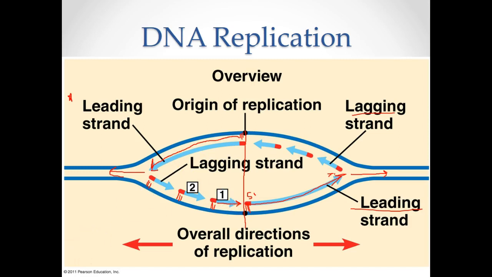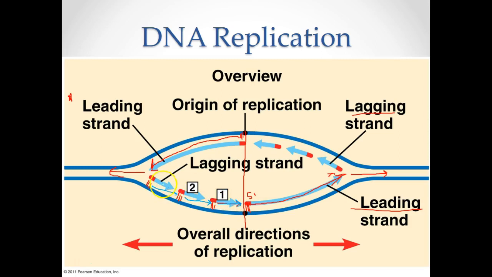Okay, if I change colors, it might make it a little easier to see. Come in here with blue. So RNA primase comes in, lays the primers, and then DNA polymerase III comes in and lays the DNA nucleotides. And then it skips ahead, lays DNA nucleotides between the primers. Okay, what are these fragments called? These are called Okazaki fragments.